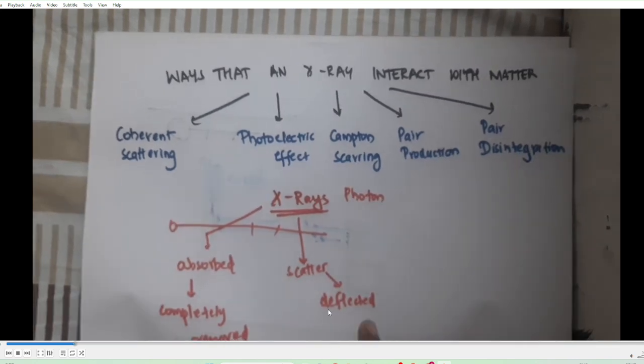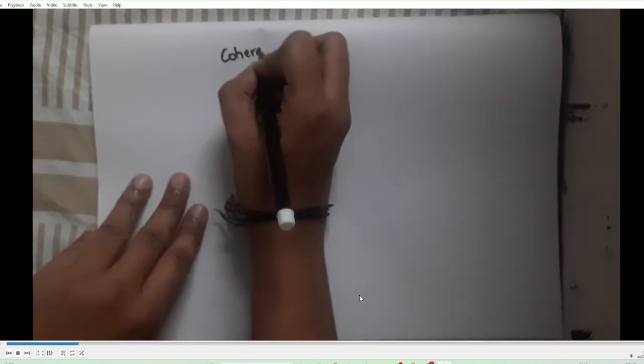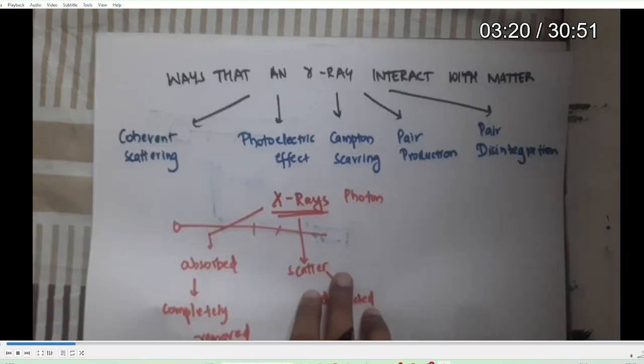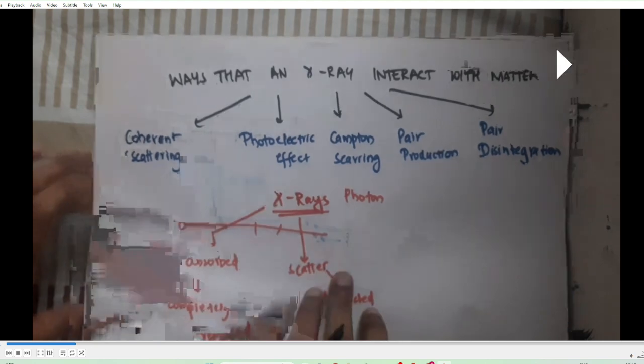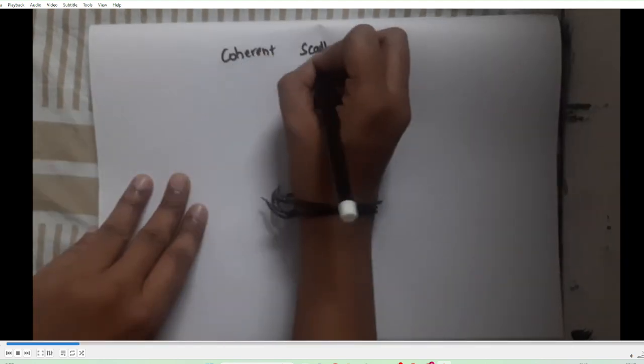Because their direction of deflection is random, they cannot portray an image, and the only thing they produce on the film is blackness. In the language of information transfer theorists, this scattered radiation adds noise to the image. This noise created by scattered radiation is called film fog. So let us first learn about coherent scattering.